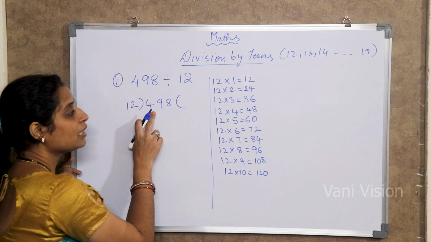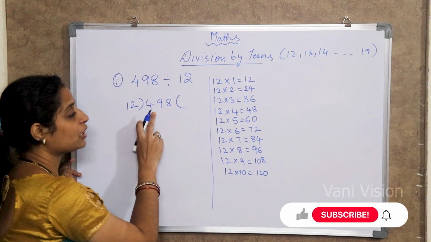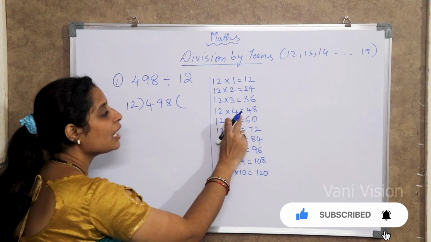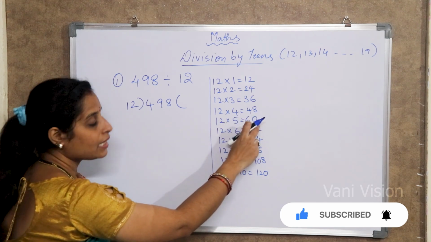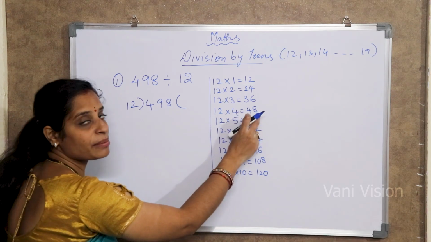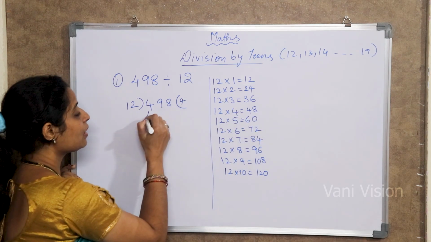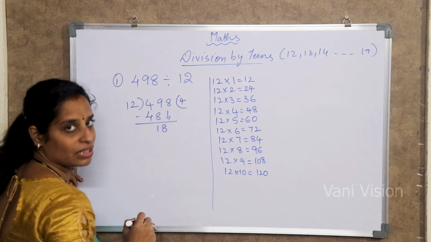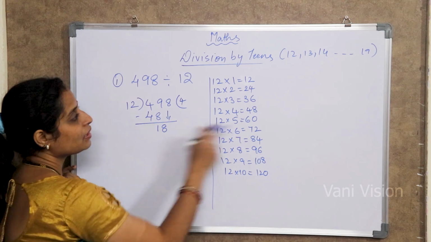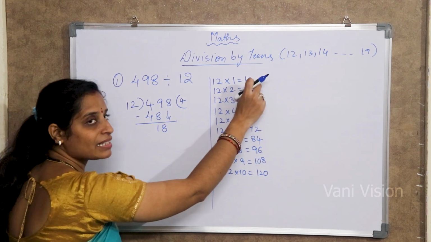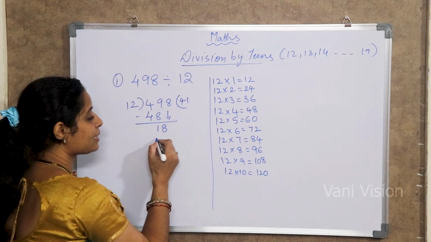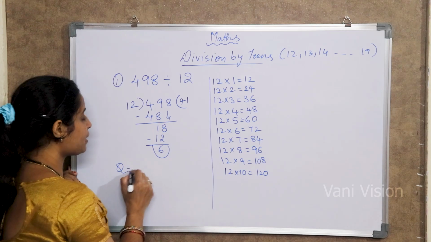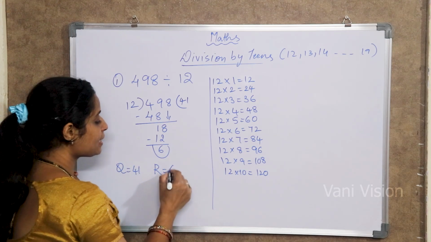Now for 12, take 4 and 9, that is 49. How many times will we get 49 here? 12 fives is 60, but 12 fours is 48. So which one are we supposed to take? 12 fours are 48. Subtract, and bring this 8 down. Then 12 twos is 24, 12 ones is 12. And your remainder is 6. Your quotient is 41 and the remainder is 6.